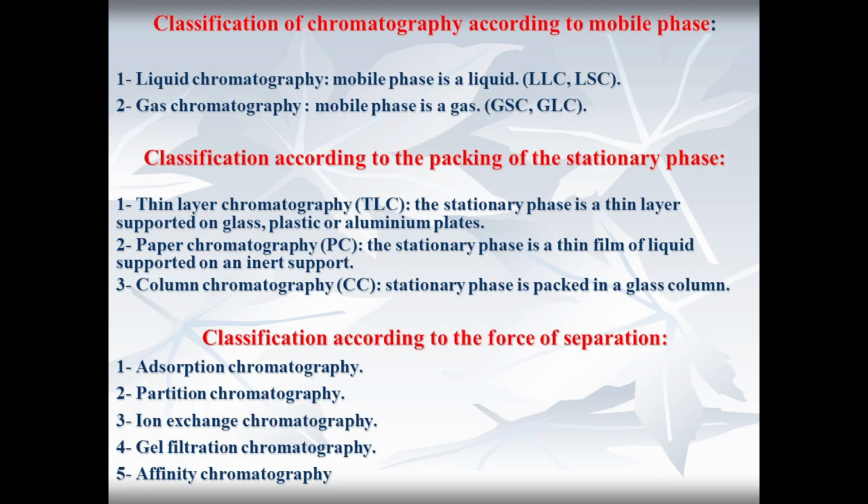When classification is done according to the packing of the stationary phase, the first one is thin layer chromatography, in which the stationary phase is a thin layer supported on glass, plastic or aluminum plates. The second one is paper chromatography, in which the stationary phase is a thin film of liquid supported on an inert support. The third one is column chromatography, in which the stationary phase is packed in a glass column.